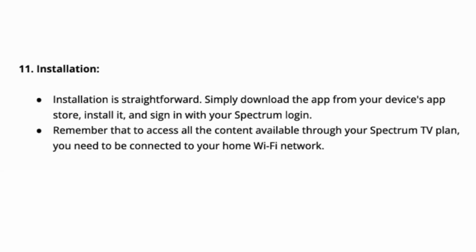Installation. Installation is straightforward. Simply download the app from your device's app store, install it, and sign in with your Spectrum login. Remember that to access all the content available through your Spectrum TV plan, you need to be connected to your home Wi-Fi network.